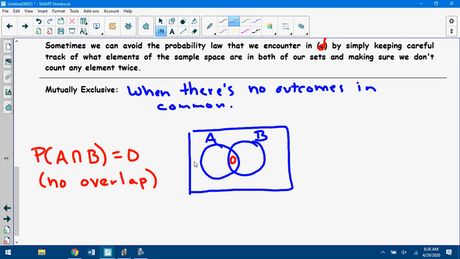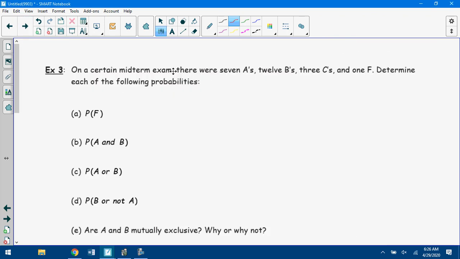Okay, let's do an example where they're mutually exclusive. On a certain midterm exam, there were 7 A's, 12 B's, 3 C's, and 1 F. Determine each of the following probabilities. Well, first, how much total have we got? Because if I'm doing probabilities, I need to know a total. 7 plus 12 is 19. 19 plus 3 is 22. Plus 1 is 23. So we have 23 total.